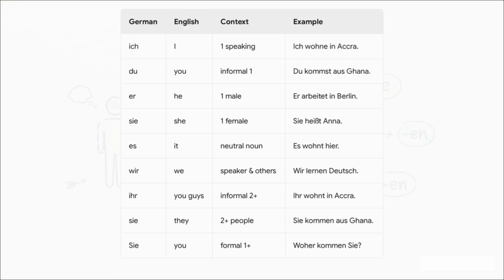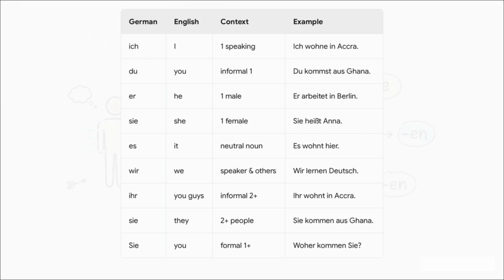So here's our complete toolkit, our entire cast of actors mapped out. We've got ich for I and du for the informal you. Then er, sie, es for he, she, and it. Moving over to the plurals, we've got wir for we, ihr for you guys, and sie for they. Oh, and notice that capitalized S at the very bottom? That is the formal you. So this comprehensively covers all our bases: singular, plural, formal, and informal.